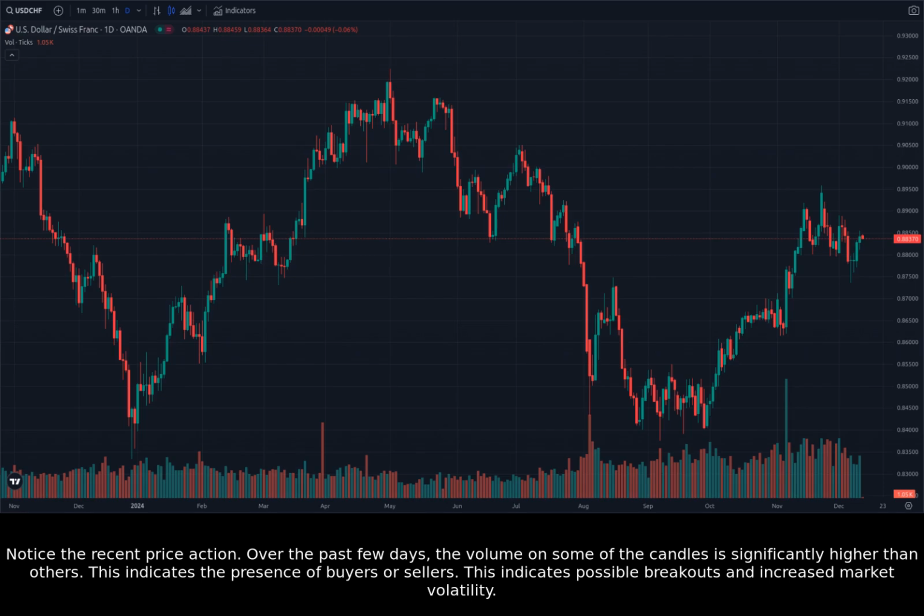Notice the recent price action. Over the past few days, the volume on some of the candles is significantly higher than others. This indicates the presence of buyers or sellers. This indicates possible breakouts and increased market volatility.